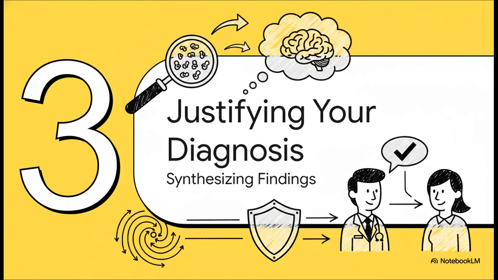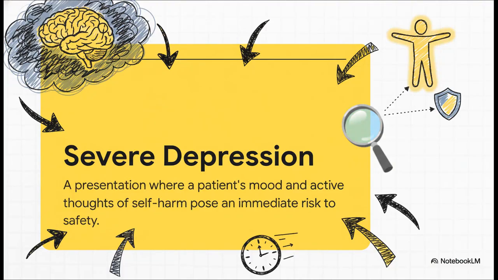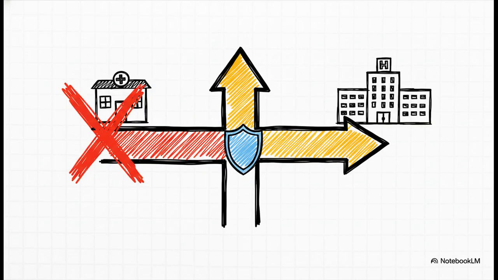Okay, you've got the information, now you have to synthesize it and justify your diagnosis. This isn't just for the examiner. You need to explain your thinking clearly to the patient too. You need to state your diagnosis clearly. You can say something like, based on everything you've told me, it sounds like you're going through an episode of severe depression, and the thoughts of self-harm mean we need to get you some urgent support right away. And be completely firm on this point. The risk level is too high for primary care. This patient cannot be managed in a GP setting. The only safe option is immediate escalation.